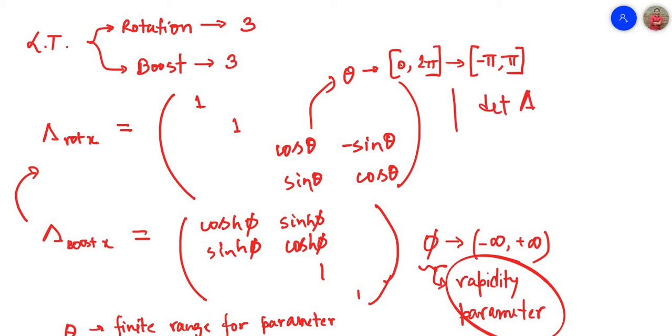So if I take the determinant of lambda rotation along the x direction, this is simply 1 because it will result in cosine squared theta minus sine squared theta. In a similar way, the determinant of lambda boost along the x direction is also 1 because we have cosine hyperbolic squared phi minus sine hyperbolic squared phi, which is 1. So there is the promised rapidity parameter.